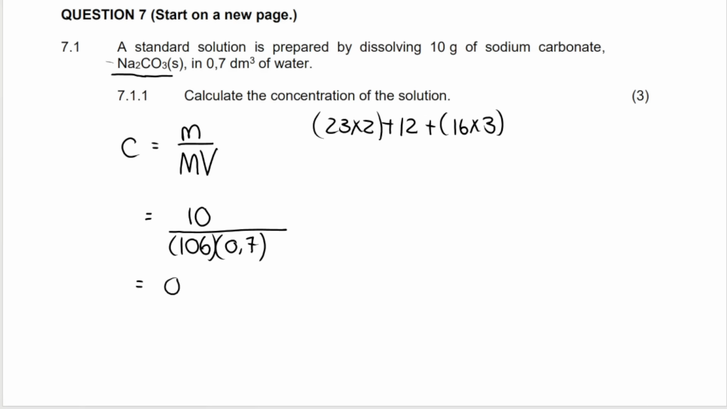And I get an answer of 0.13, rounded off to 2 decimal places, mole per cubic decimeter. Please take note how my unit is mol·dm^-3. That's your unit for concentration.